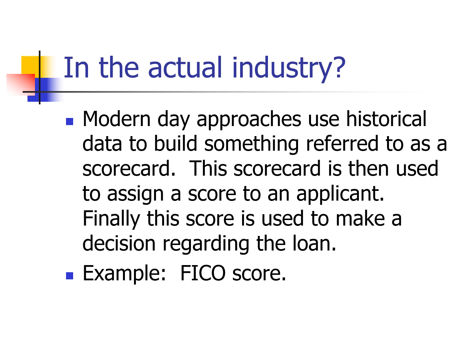So the key idea, and one of the terms that you hear a lot in banking, one of the things you'll probably see a lot in a job description, is this idea of scoring or building a scorecard. Modern day approaches use historical data, as we were doing before, but the goal isn't to build the model, the goal is to build something called a scorecard. The scorecard is then used to assign a score to an applicant. And then finally, this score is used to make a decision regarding the loan.